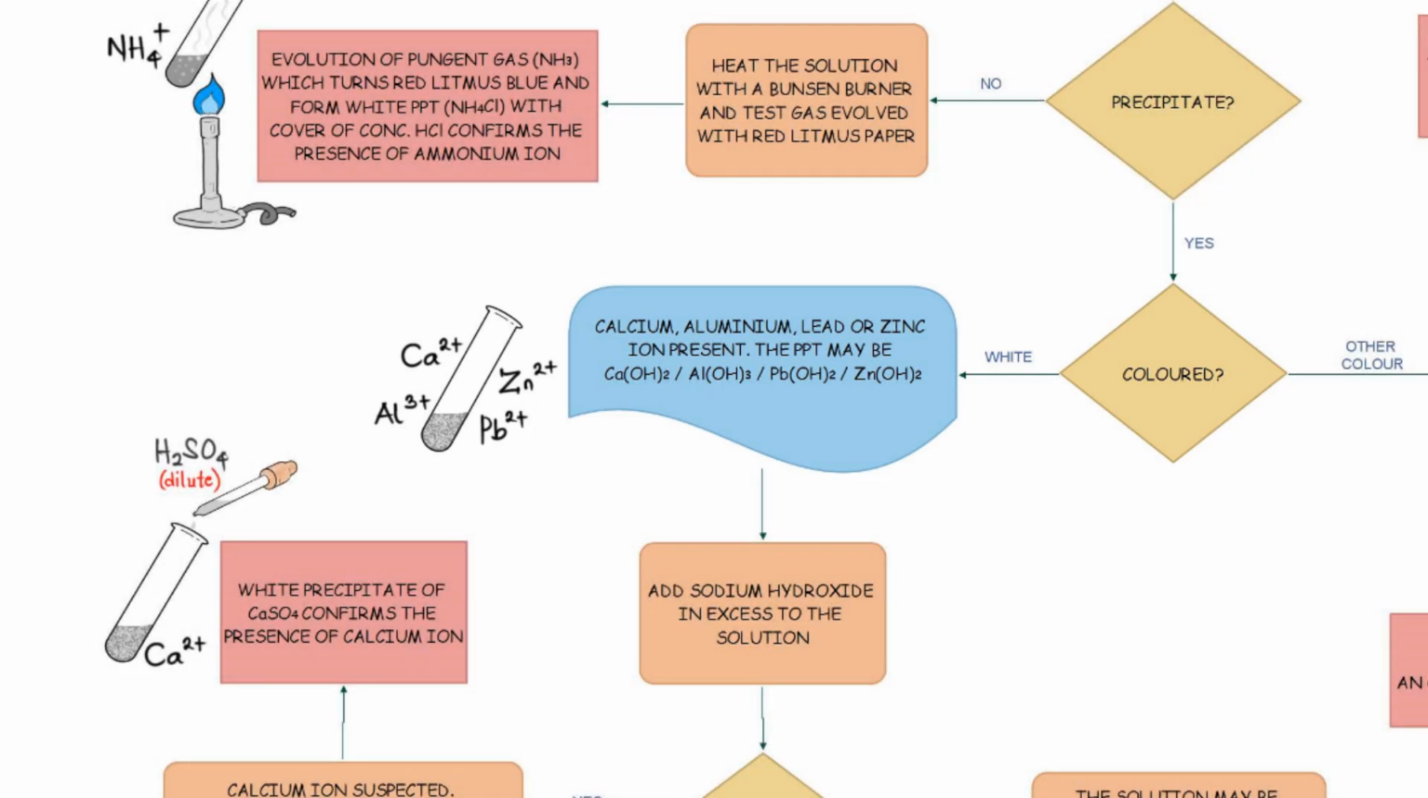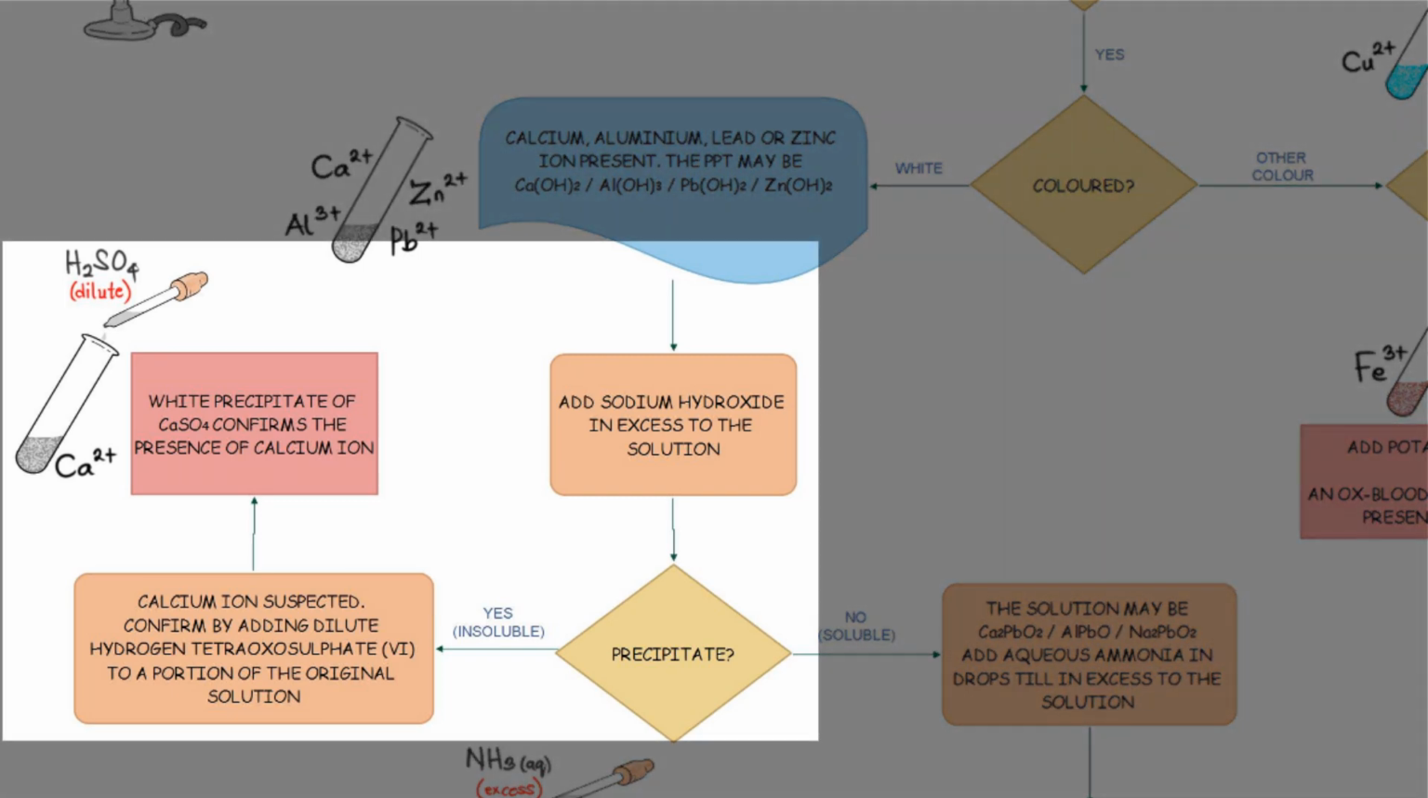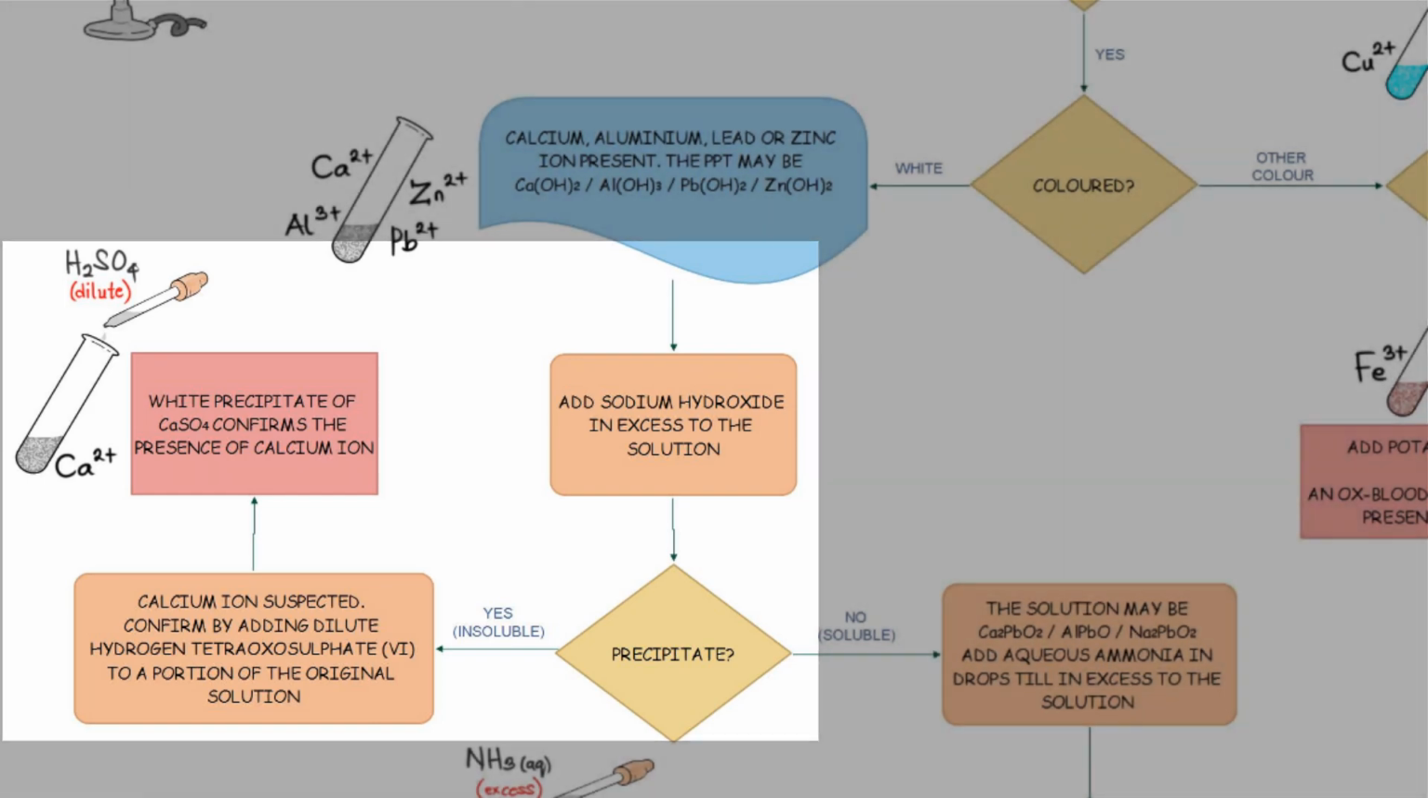Now, after suspecting that any of these four cations are present, what I need to do is to add sodium hydroxide in excess. And the first one that I can eliminate is calcium, because calcium will be insoluble in excess of sodium hydroxide. And for me to confirm that it is calcium, we just need to add dilute H2SO4. And when it gives us a white precipitate of calcium sulfate, that means that calcium ion is present in the source solution that we are testing.